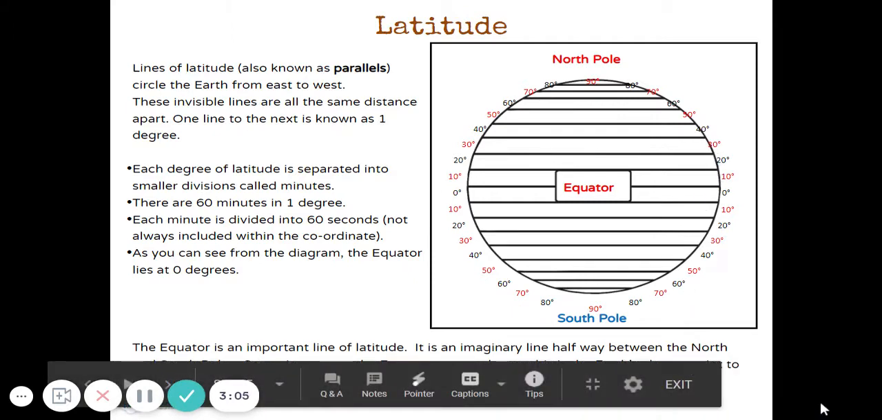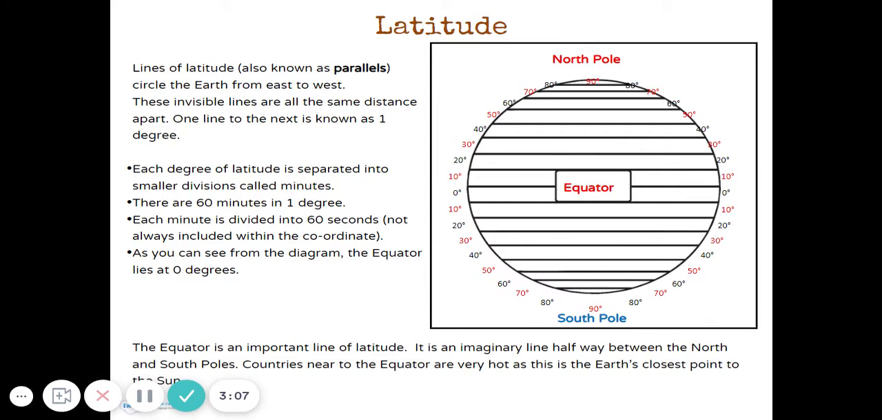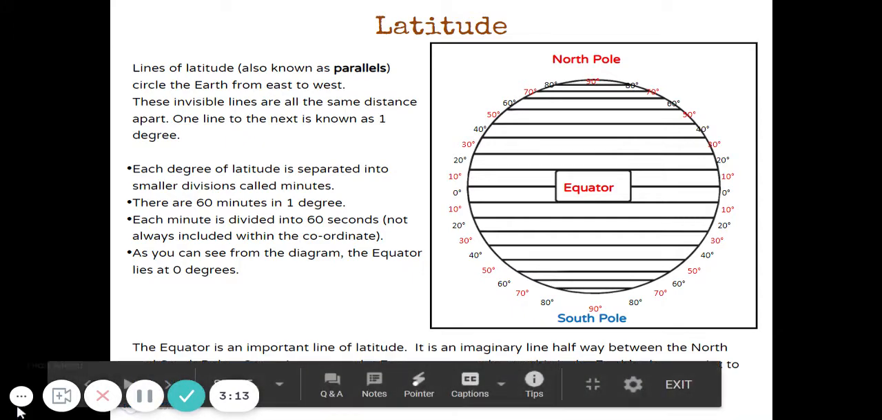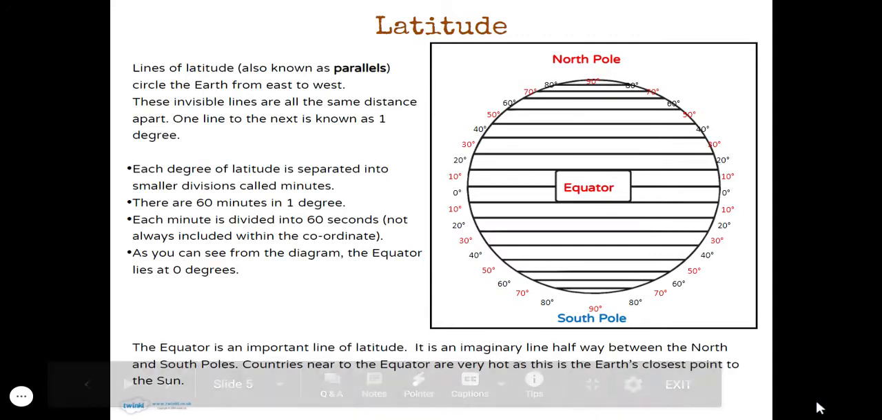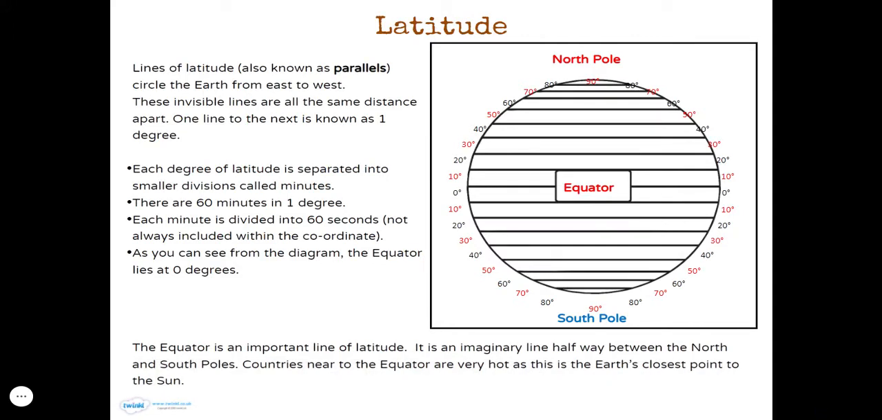The equator is an important line of latitude. It is an imaginary line halfway between the North and South poles. Countries near to the equator, let me just turn that off there. Countries near to the equator are very hot, as this is the Earth's closest point to the sun.